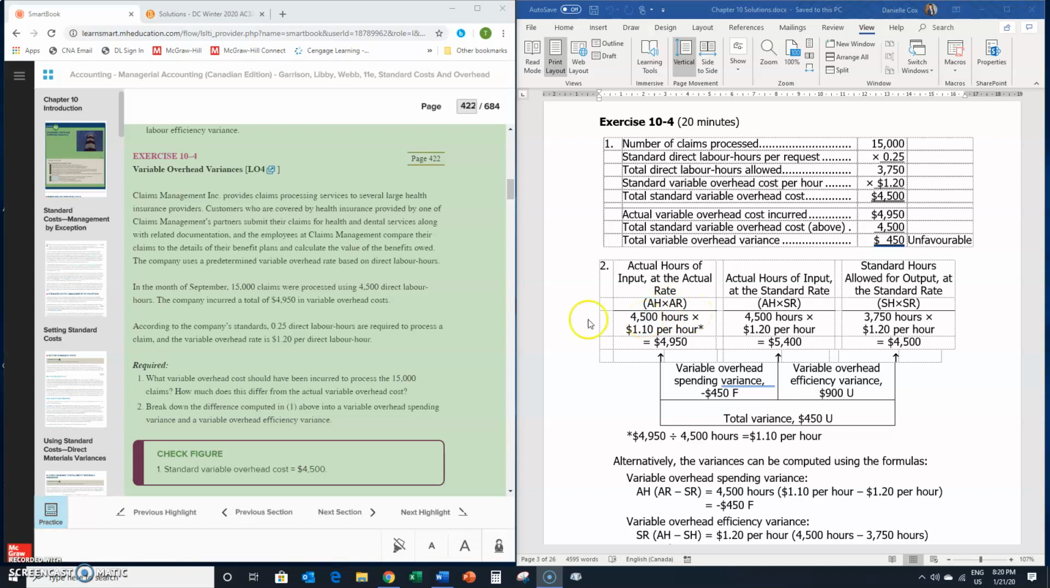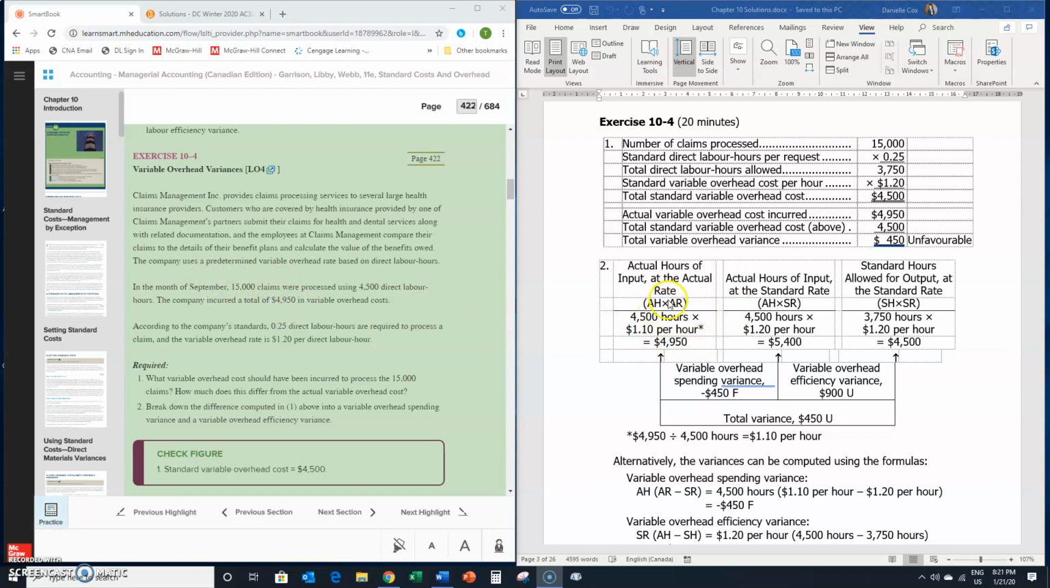So actual hours, 4,500 direct labor hours, times actual rate. Now here, I'm just going to point out, so there's two ways. You could be given, like we are here, the total variable overhead cost. So this is essentially our actual hours times the actual rate, because this tells us what they paid. So it's $4,950. Or we could be given the amount per direct labor hour. Like, there are different ways this number can be presented.